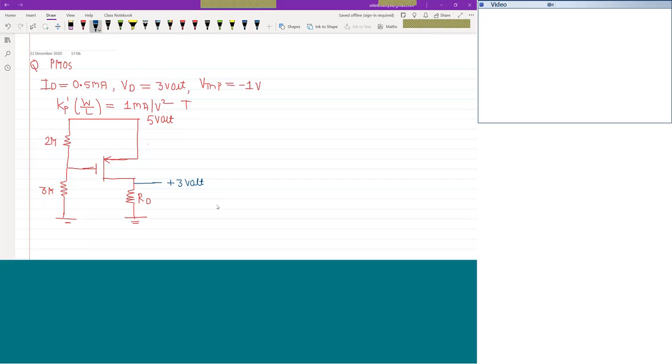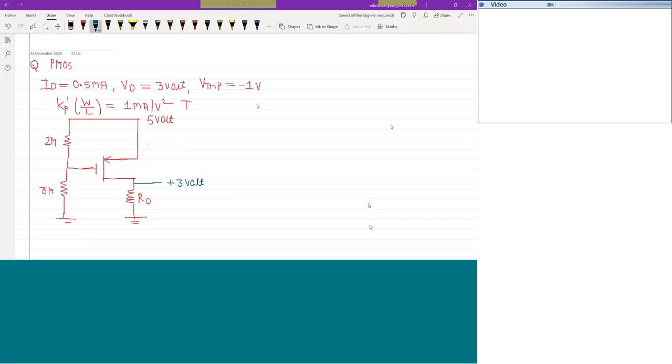VD का वैल्यू कितना दिया है? The value of VD is equivalent to 3 volt. This is given in the circuit. So what they are saying, the largest value of RD. RD का maximum value क्या हो सकता है? And current is also given, 0.5 milliampere. तो what is the criteria for this?